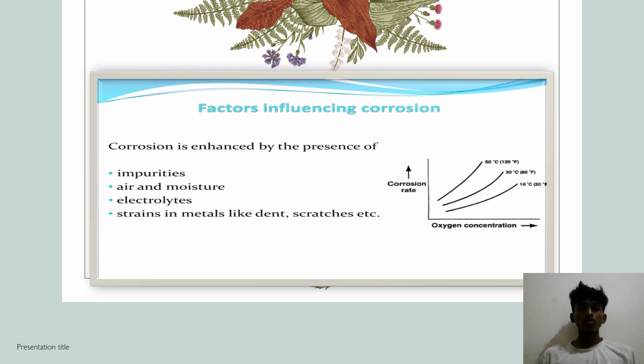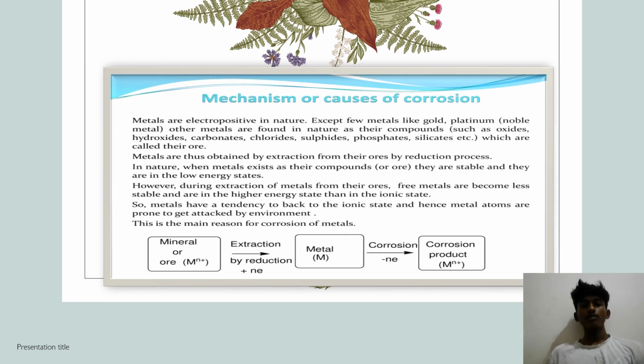Factors influencing corrosion. Corrosion is enhanced by the presence of impurities, air and moisture, electrolytes, and stresses in metals like dust, scratches, etc. Mechanism of causes of corrosion.